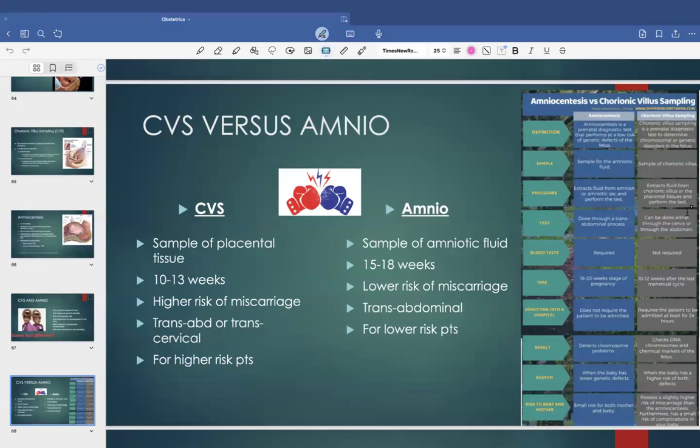CVS you can get transabdominally or transcervically. The amnio you can only do transabdominally. For the CVS, you would use it for higher risk patients. If you're concerned about something, you have a higher index of suspicion, then the CVS may be the one you want to get. For lower risk patients, you might get amniocentesis. Remember, amnio is the most common. And then you can look at that chart if you need just extra resources, nothing to memorize on that chart.